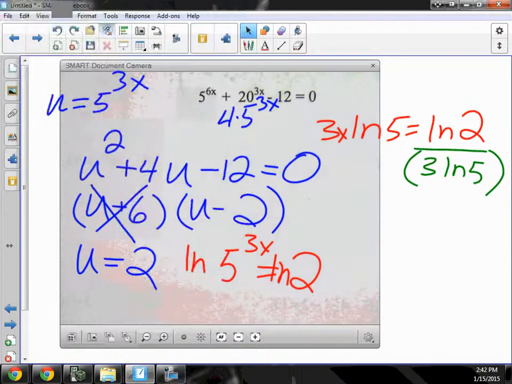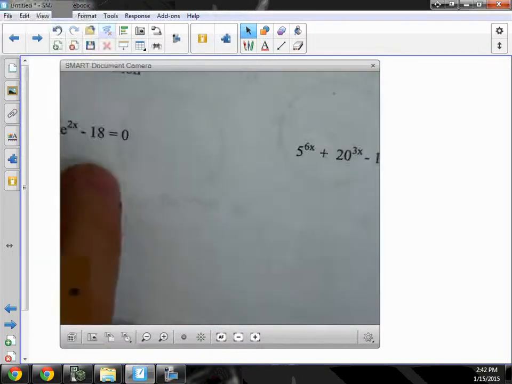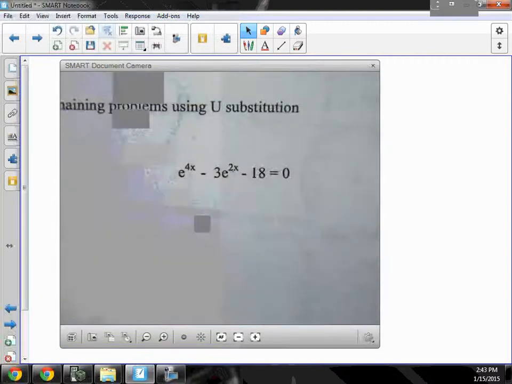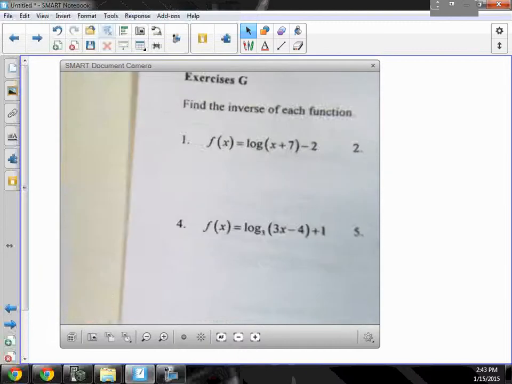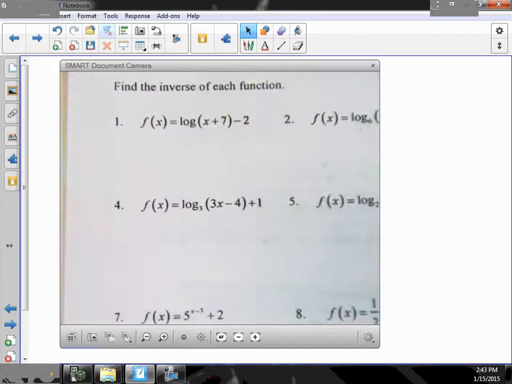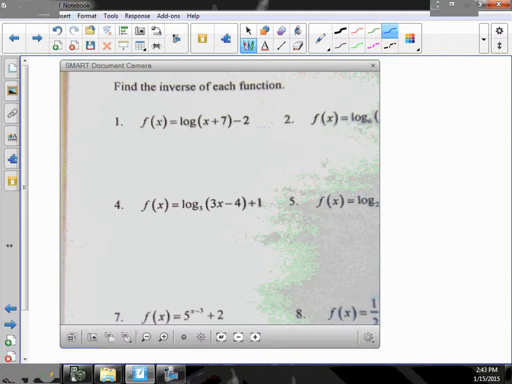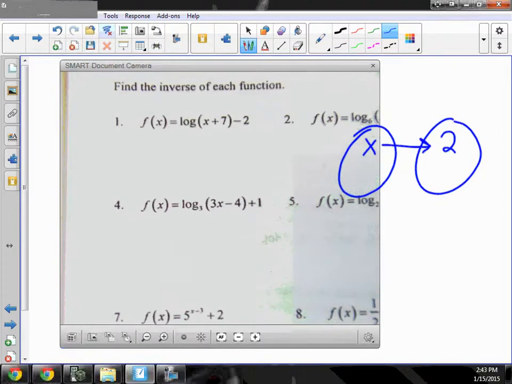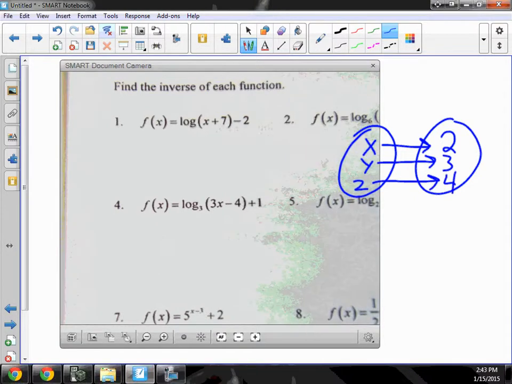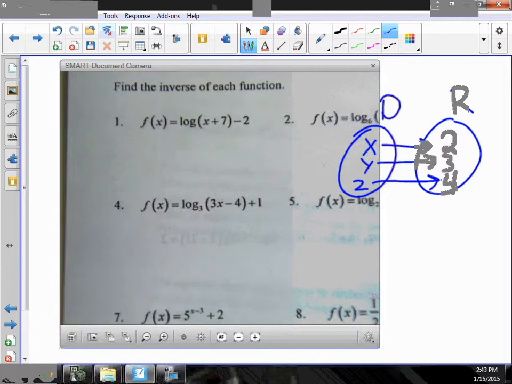So look at the second page of your worksheet. At the top, it says find the inverse. So function inverse just means if I had, for instance, x matched with 2 and y matched with 3 and z matched with 4, that's a function. My function has a domain, it has a range, it has a rule, and it doesn't break the one rule that says no domain goes to 2 ranges.